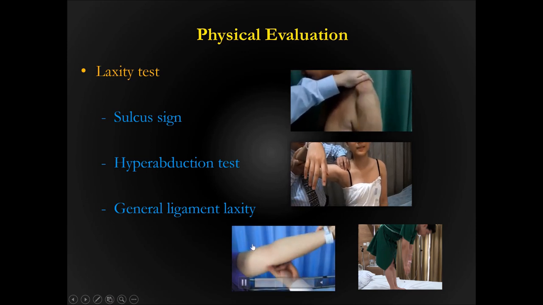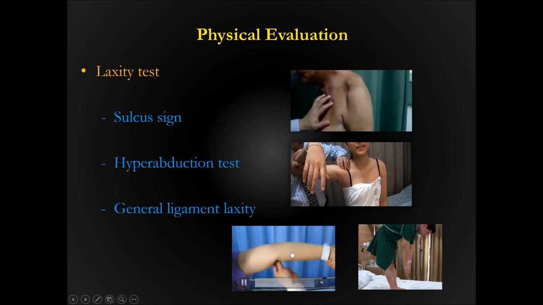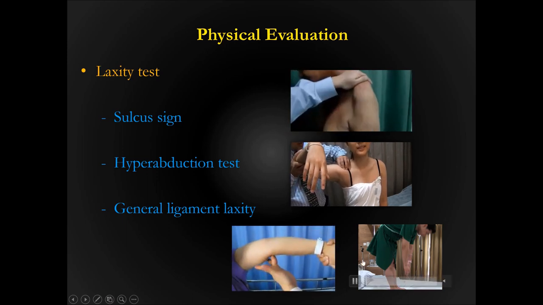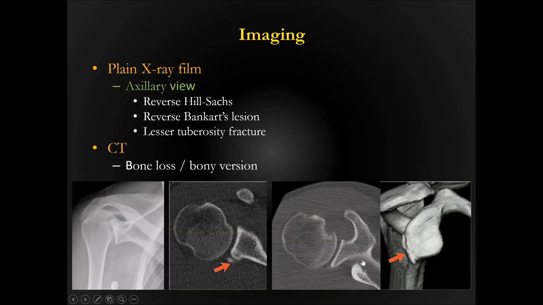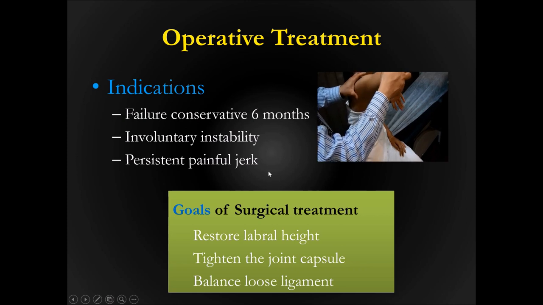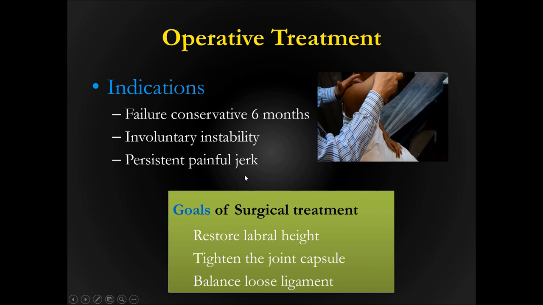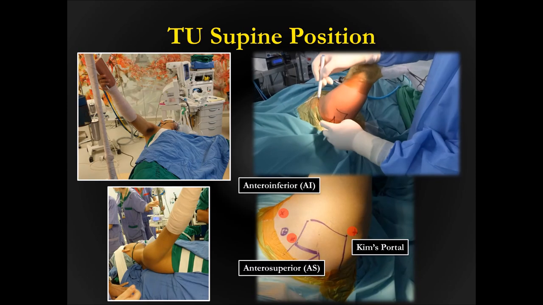And also you need to check for generalized laxity. This patient has really loose joints. We call it the Beighton score. Let's go next to the x-ray and also the CT scan to see some bone loss, because if you have multiple dislocations you get some bone loss. And the indication for surgery: if you have multiple dislocations and failed conservative treatment, you need to proceed to surgery.